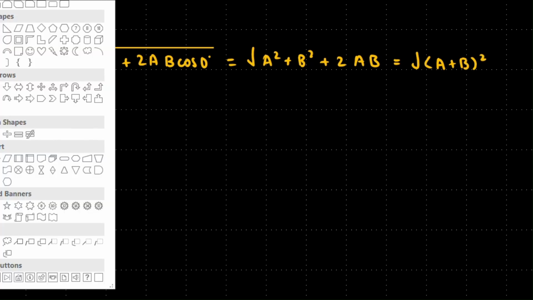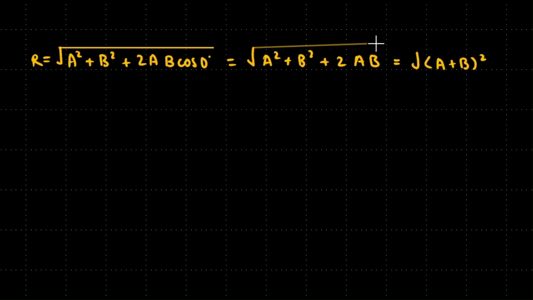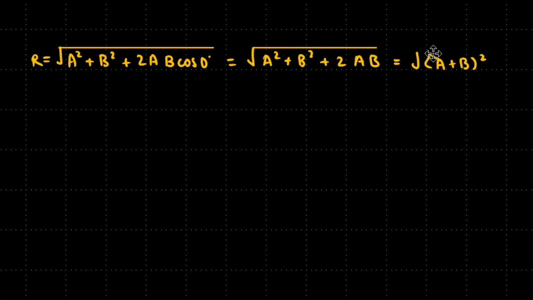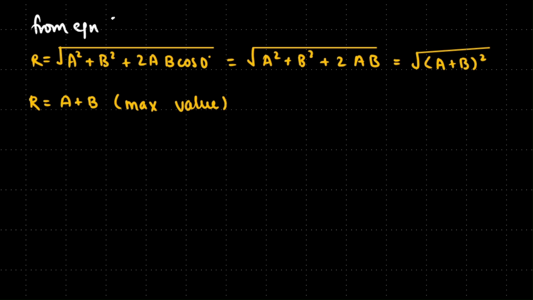I will put the arrows at the end, or I mean right now. Now the square root and the square will cancel each other out, which means that r must be equal to a plus b. Let's call this the maximum value, and this is pretty much the same thing that we did in triangle law. So this is from equation 3.